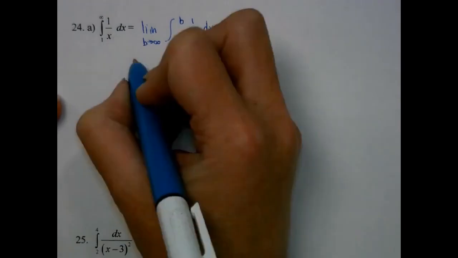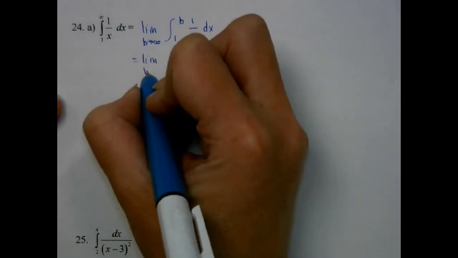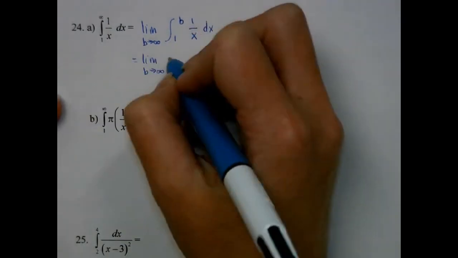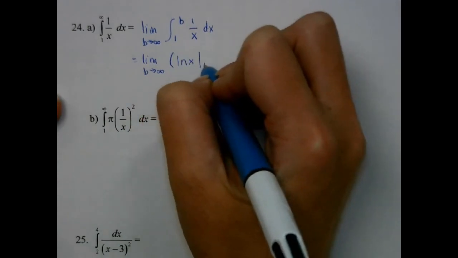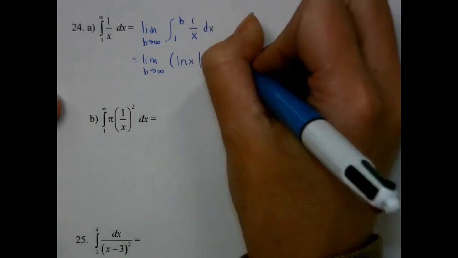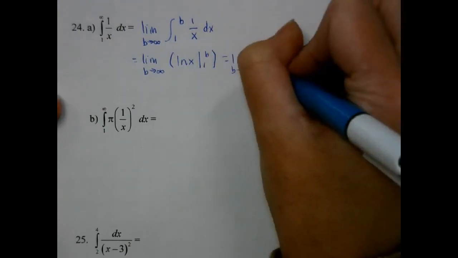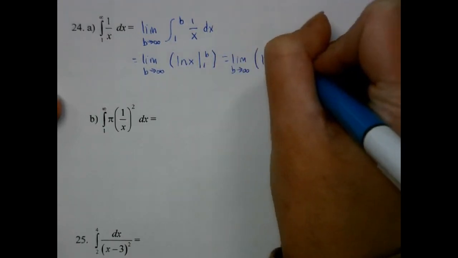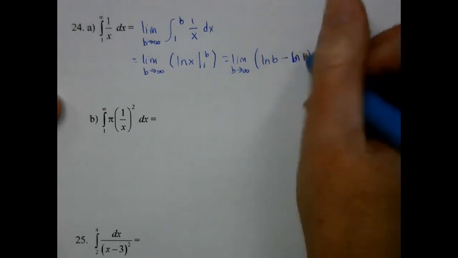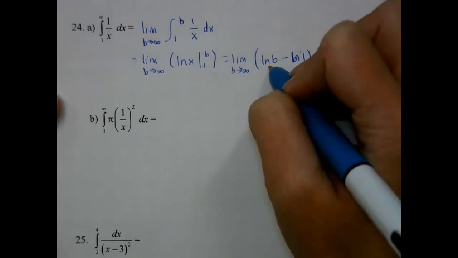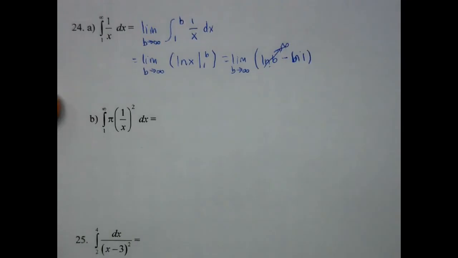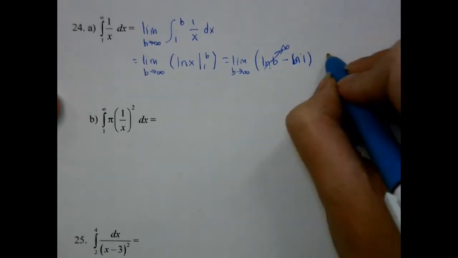Then we'll integrate. So this is going to be ln of x evaluated from 1 to b. So we're going to have the limit as b goes to infinity of ln of b minus ln of 1. Ln of 1 is 0, but here as b goes to infinity, this goes to infinity. So we say this diverges.